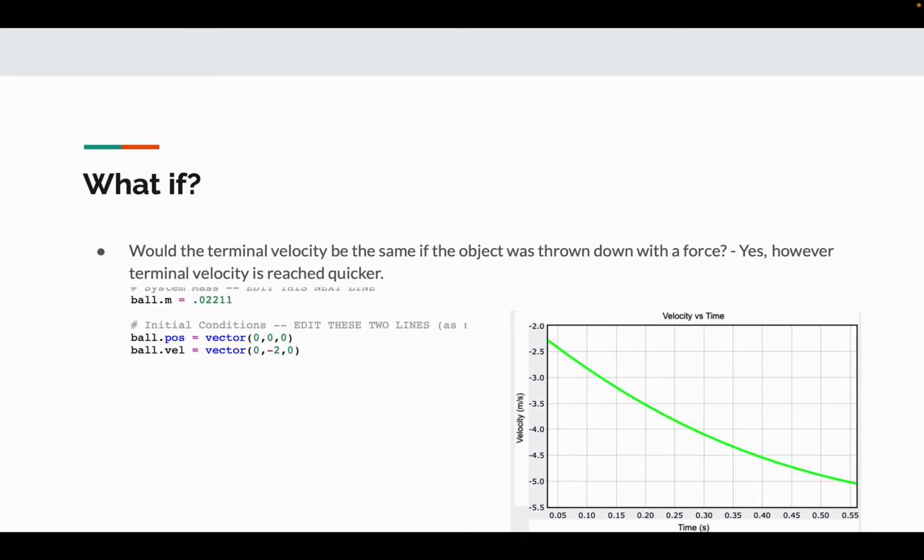Would the terminal velocity be the same if the object was thrown down with a force? Yes, however, the terminal velocity is reached quicker. As you can see in the code, we gave an initial velocity of -2, and we can see that the asymptote is reached quicker, but it's the same terminal velocity.